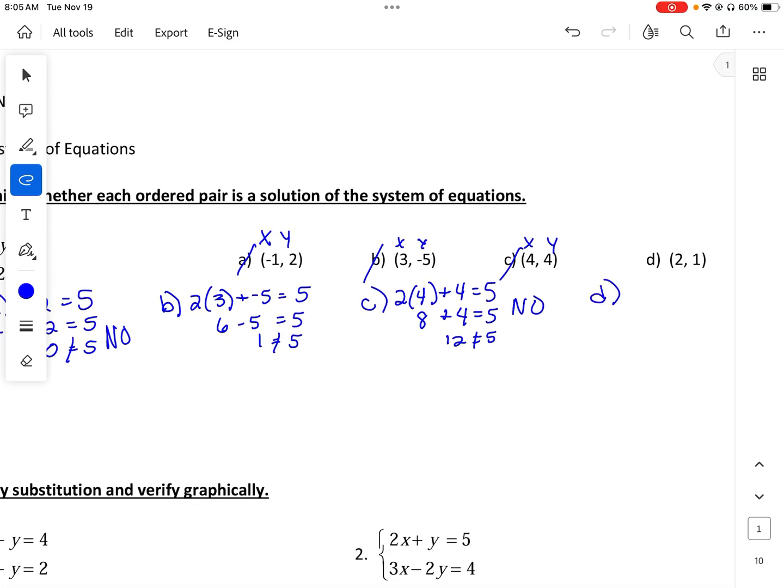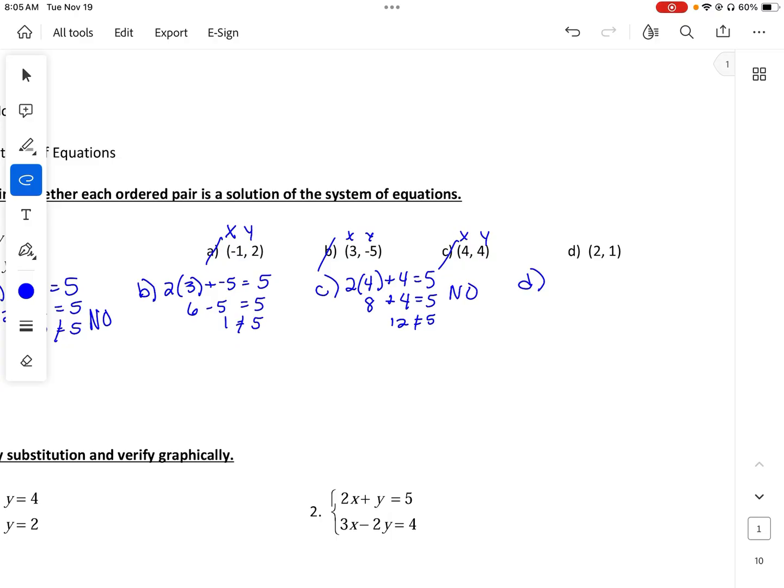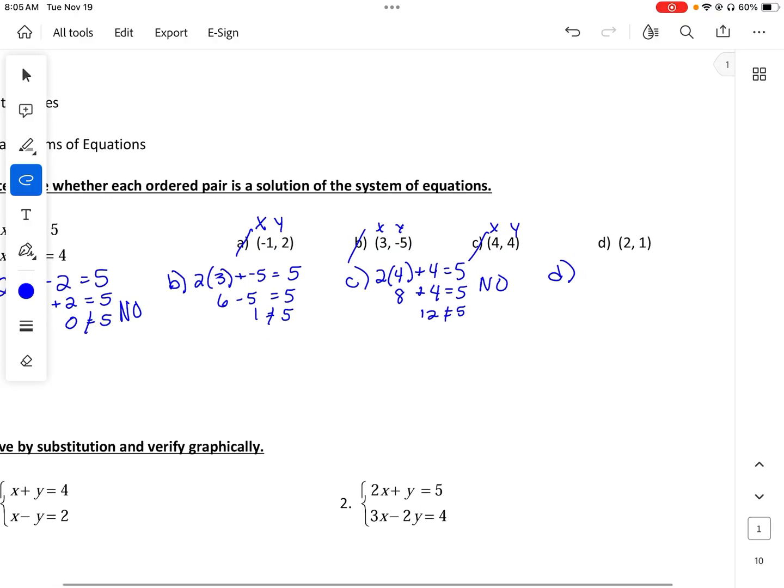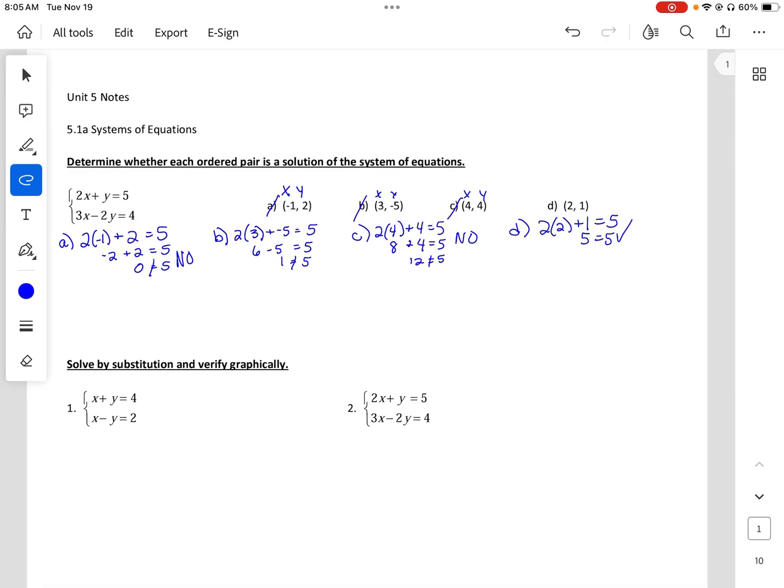Okay, D. So the equation is 2x plus y. That'd be 4 plus 1 is 5. So the first one worked. Now we have to use the second equation. So 3 times the x, 2, plus, or minus, actually, minus 2 times y equals 4. So that'd be 6 minus 2 is 4. 4 equals 4. So our solution will be 2, 1.